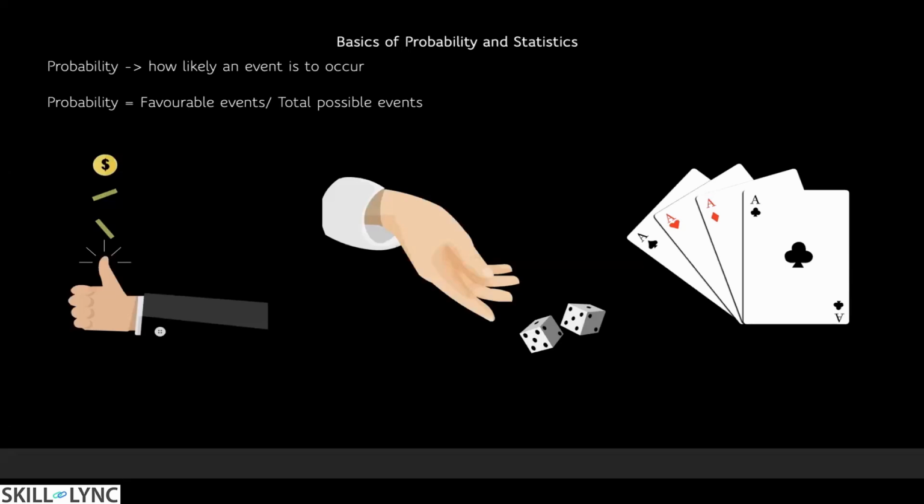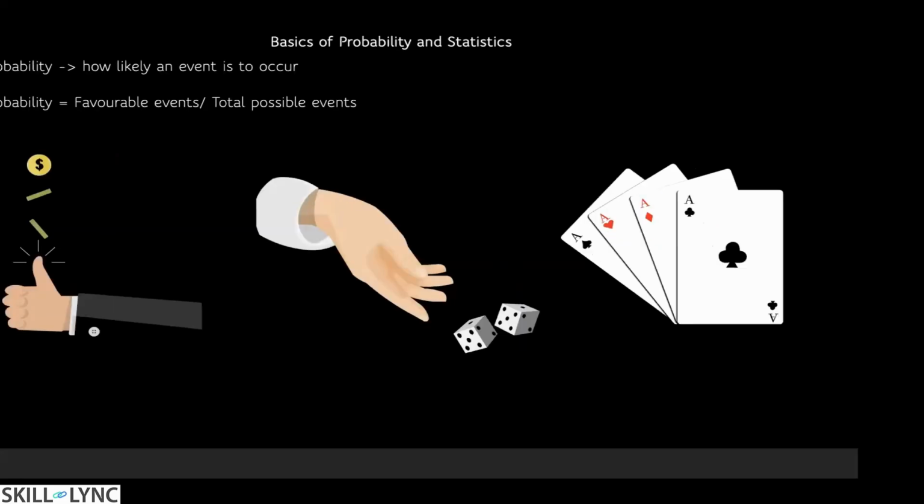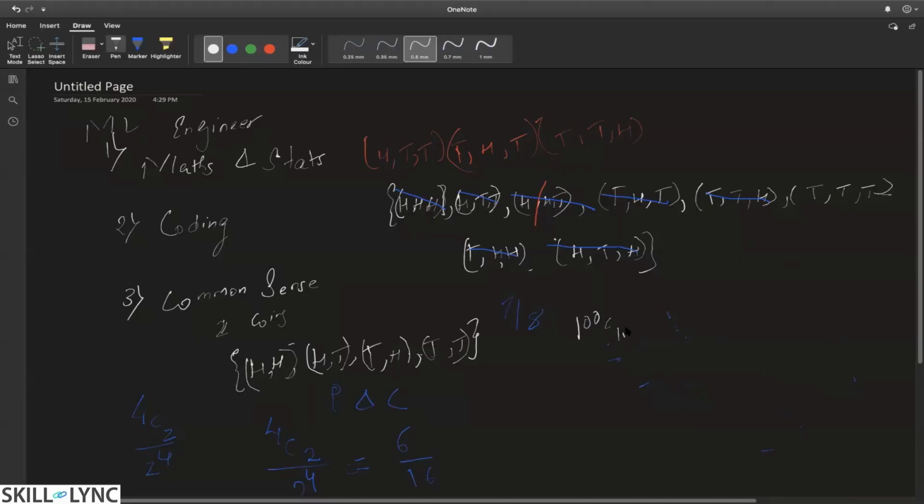One more time. I am tossing a coin 100 times. What is the probability of getting 100 heads? It cannot be 1 by 2. So it's 100C100 divided by 2 power 100. And 100C100 is 1. We'll discuss that. How to calculate the C values also we'll discuss.